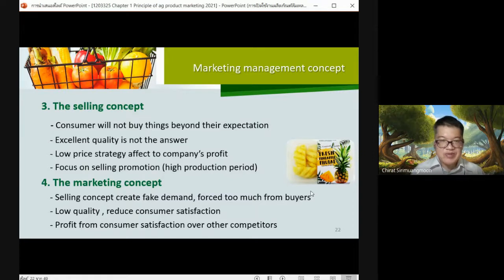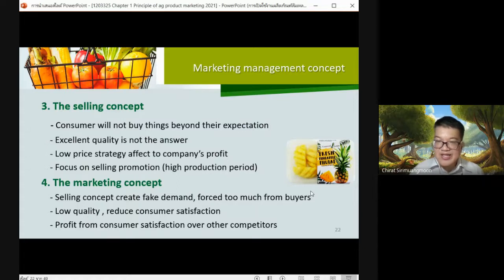Selling concept is like the consumer will not buy the things beyond their expectation. For example, this is the real case too. Think about the organic market in Thailand. Thai people are still not big fans of organic because the price of organic products is higher, or is expensive.